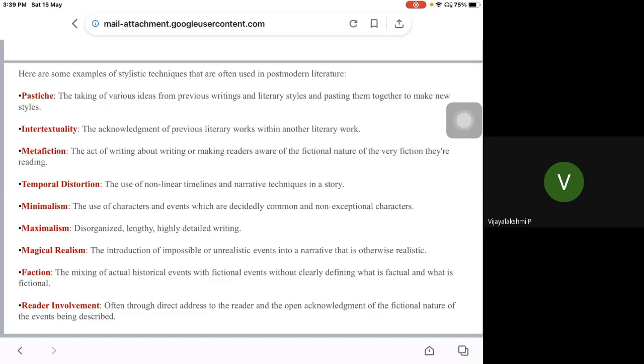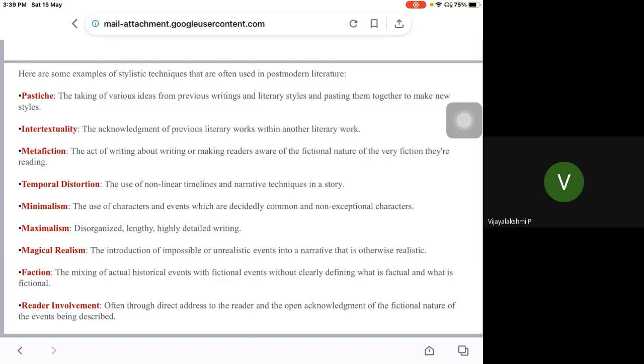What is pastiche? The taking of various ideas from previous writings and literary styles and pasting them together to make a new style. So taking material from previous writings and pasting them together to make a new style, that is a pastiche. Then we have elements of intertextuality.